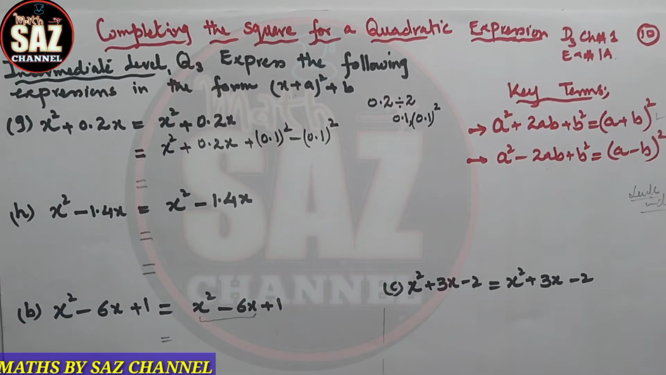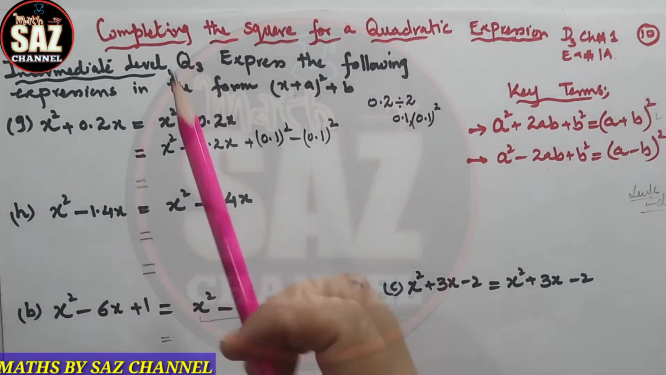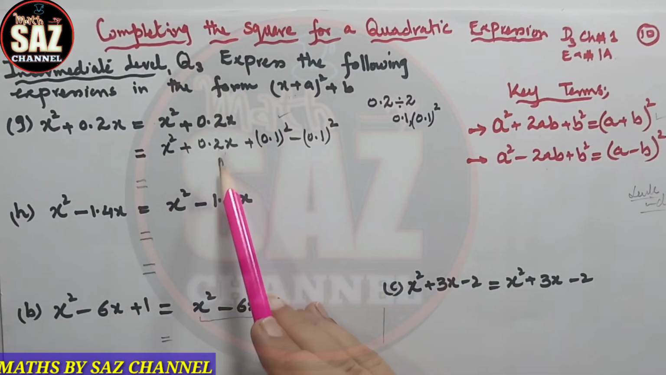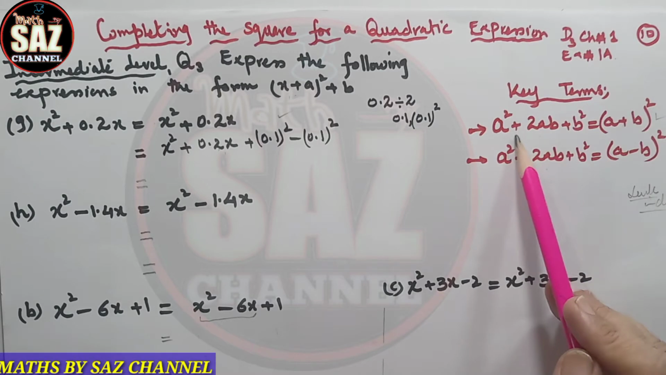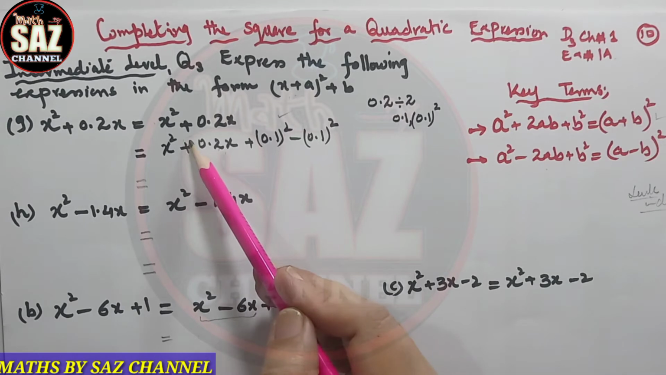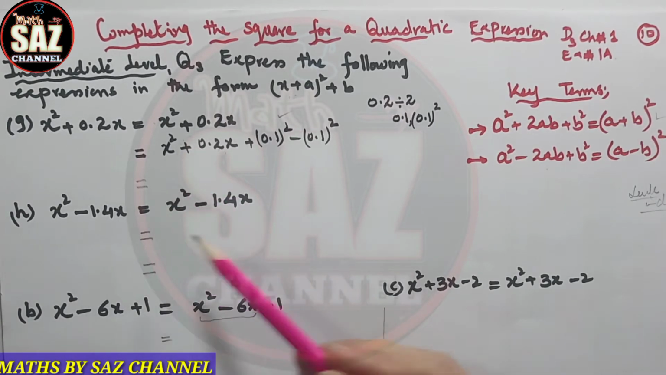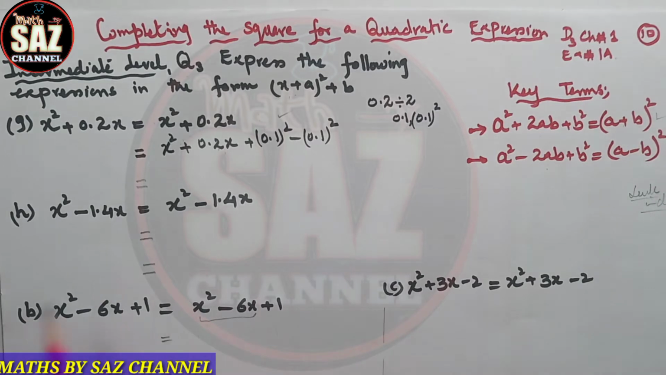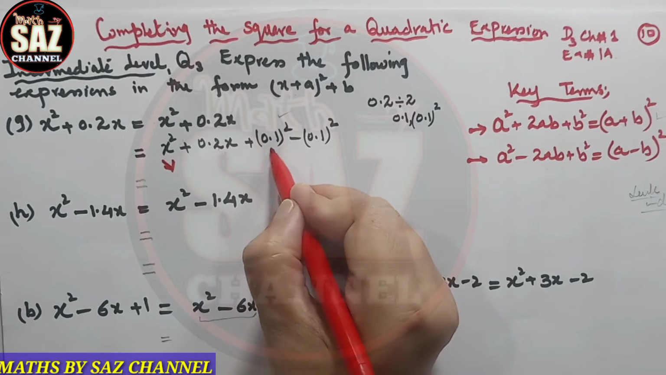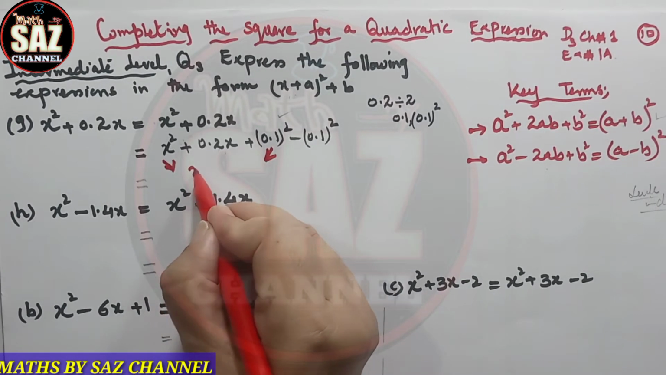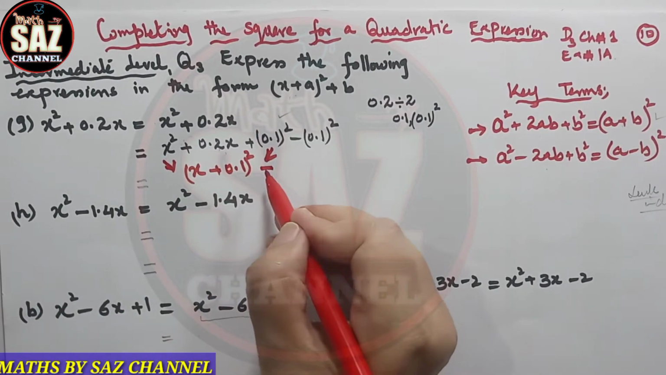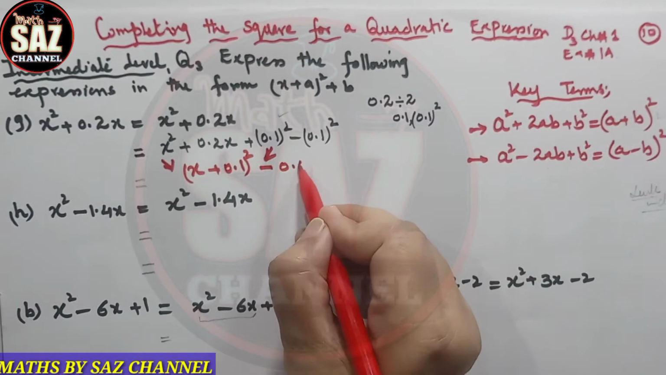Now what we have to do, we have to join these three terms, x square plus 0.2x plus 0.1 whole square, to turn it in form of one of the identities, either a plus b whole square or a minus b whole square, depending upon the sign of the middle term. As the middle term has the positive sign, it will be turned in form of a plus b whole square. So coming to the question, I will take a from the first part of the question: x plus 0.1 whole square, and minus the square of 0.1, which is 0.01.